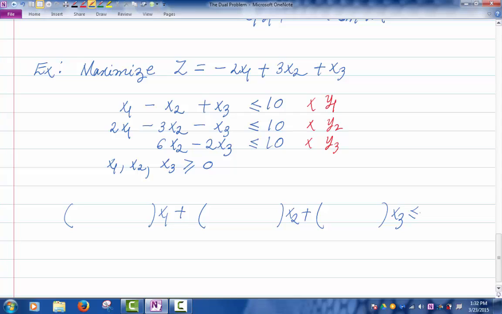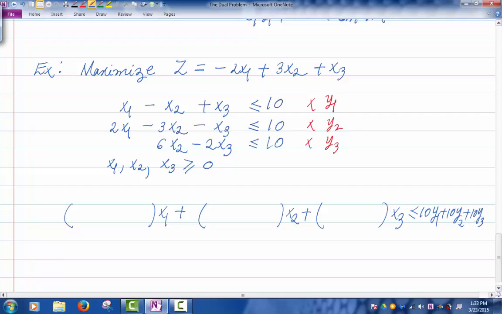Is my question clear? You're multiplying the first functional constraint by y1, the second one by y2, the third one by y3, adding them together, right? What do you get on the right hand side? 10y1 plus 10y2 plus 10y3, right? You're multiplying each constraint by y1, y2, y3. So on the right hand side, you're going to get 10y1 plus 10y2 plus 10y3.